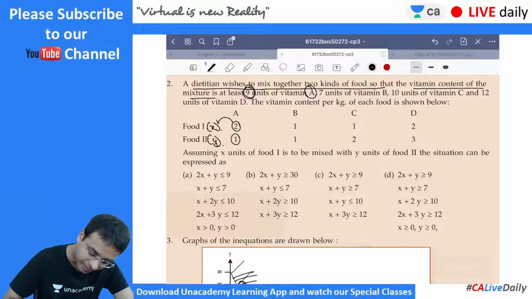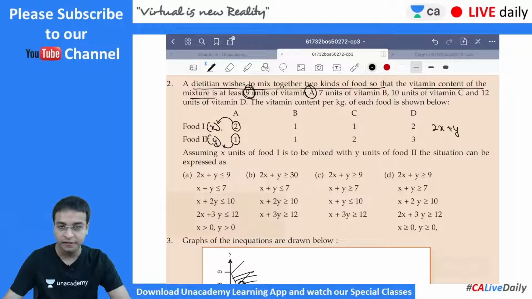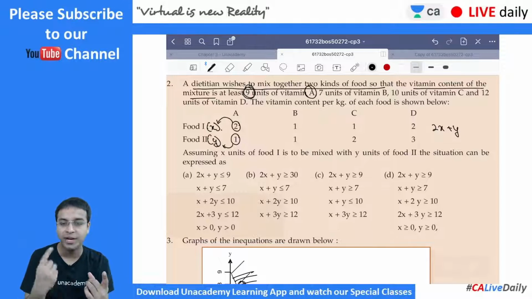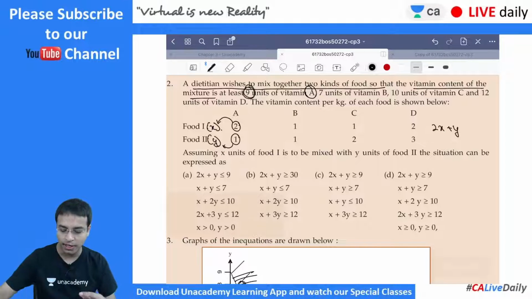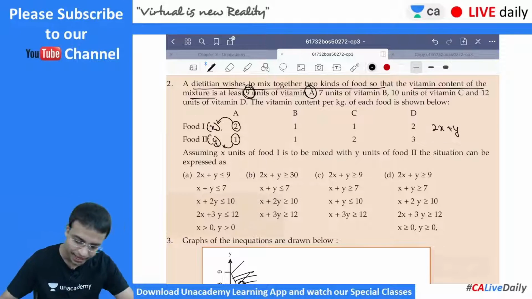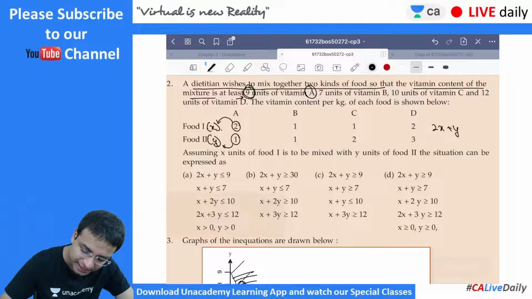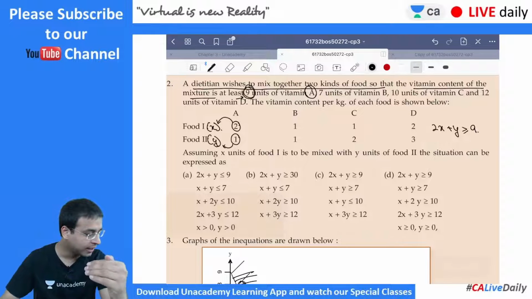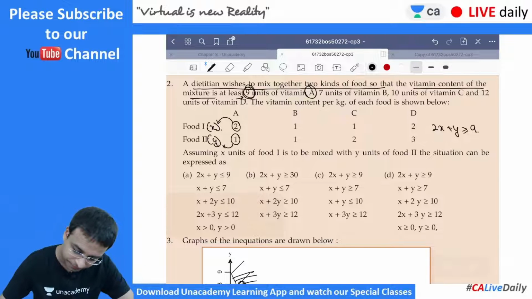So if we mix 1 unit of food 1 and 1 unit of food 2, then the vitamin A content will be 2x plus y, and this has to be at least 9. That means this has to be greater than equal to 9, right? 2x plus y greater than equal to 9.